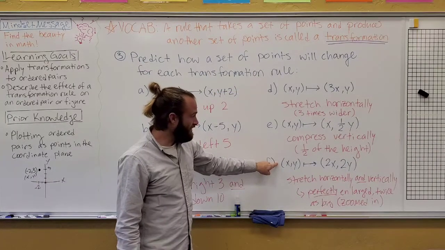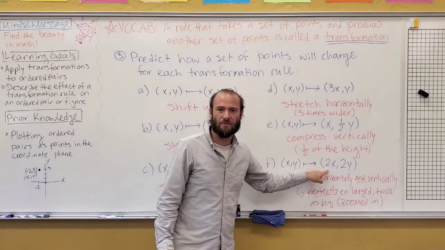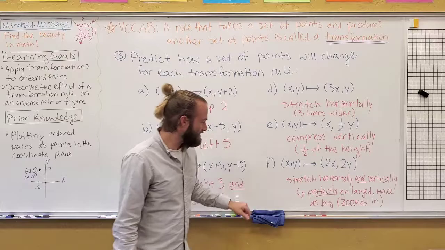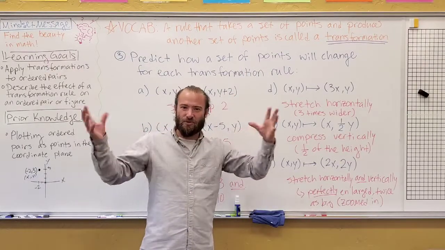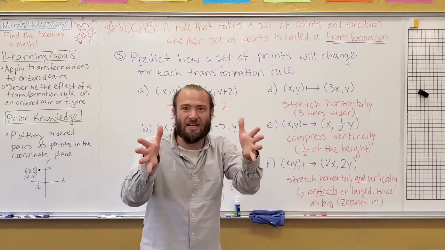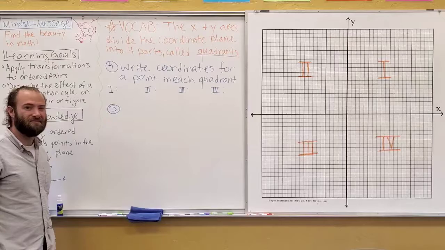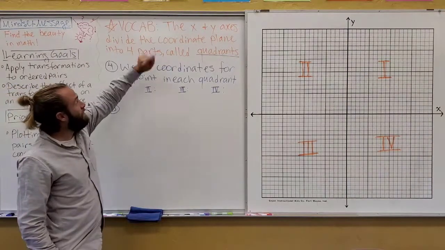And then, very last, notice that we have exactly the same factor multiplied on both the coordinates. Essentially, this basically perfectly enlarges it. It's both horizontal and vertical by the same factor, so it's as if you just zoomed in twice as far. All right, so our next vocabulary word is as follows.